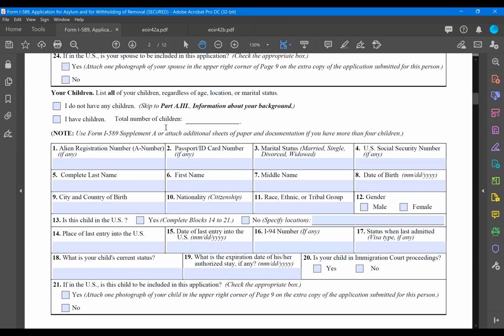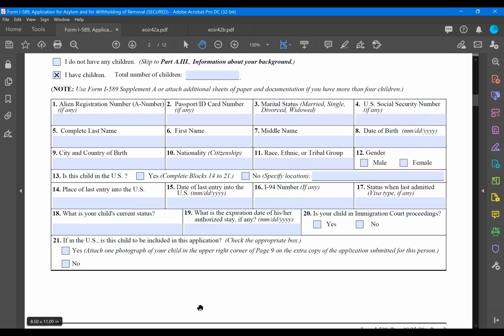And then we move down here to children. So this works similarly, essentially the same questions. If you don't have any children, obviously, mark that and move on. If you do, mark here and put the total number of children.